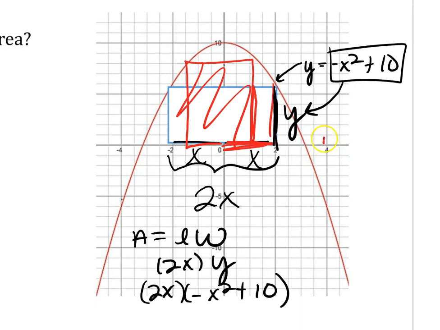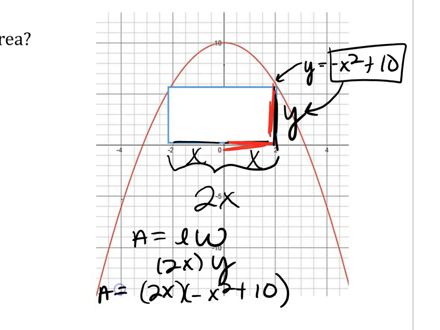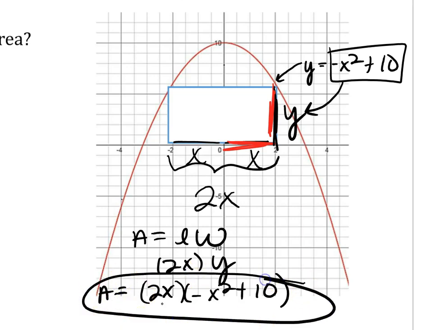So then your corresponding y value would be 9. So this function, negative x squared plus 10, is just representing any possible height that you could have. That means this function that I've come up with, 2x times negative x squared plus 10, will represent the possible areas of the rectangles that can be created under this parabola with those constraints. So this is what I'm going to plug in my calculator.